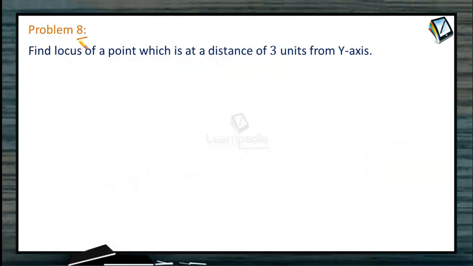Problem number 8. Find the locus of a point which is at a distance of 3 units from the y-axis. So let's first geometrically visualize how the locus is going to appear. Let's say these are the basic coordinate axes OX, OY. We need to now collect all the points which are at a distance of 3 units from the y-axis. Obviously, if I move 3 units, I approach the point 3 comma 0. So this is a point on the locus. Also to the left, I can get one more point which is there on the locus.